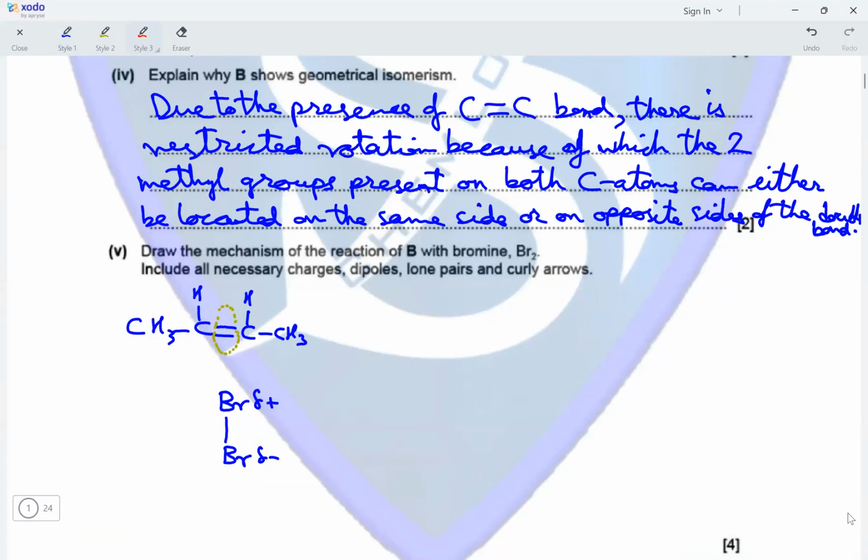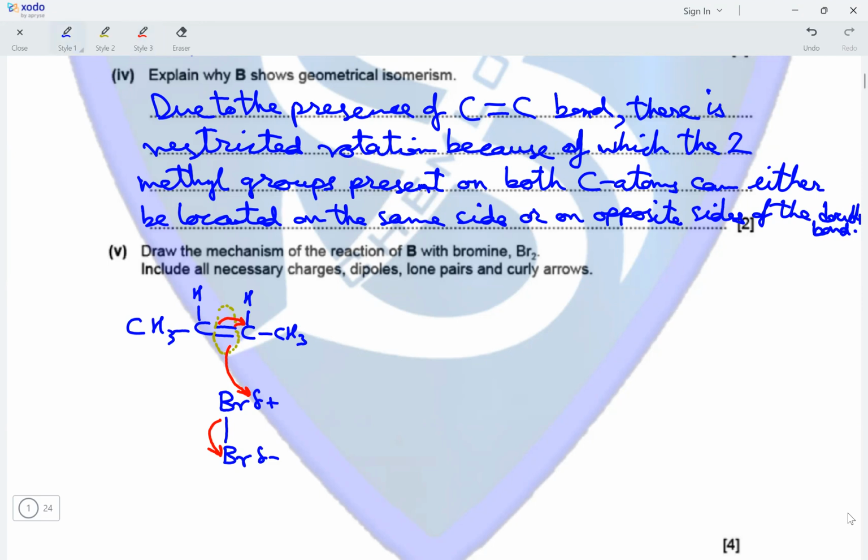This allows for the pi electron cloud on the double bond to get attracted towards the partial positively charged bromine atom in the bromine molecule, which results in heterolytic fission taking place in the bromine molecule, producing a Br positive and a Br negative ion. The Br positive ion gets added onto the carbon-carbon double bond, which results in the heterolytic fission of the pi bond of the carbon-carbon double bond.